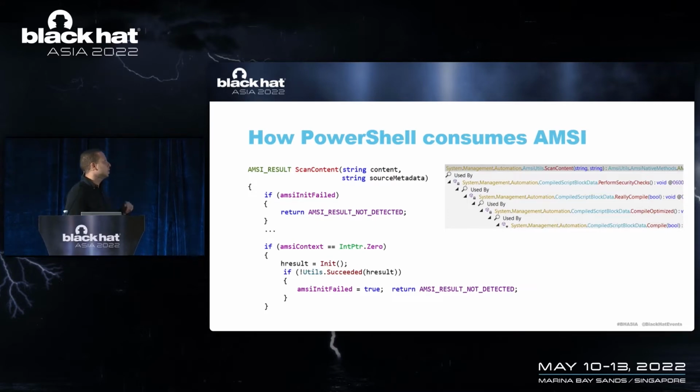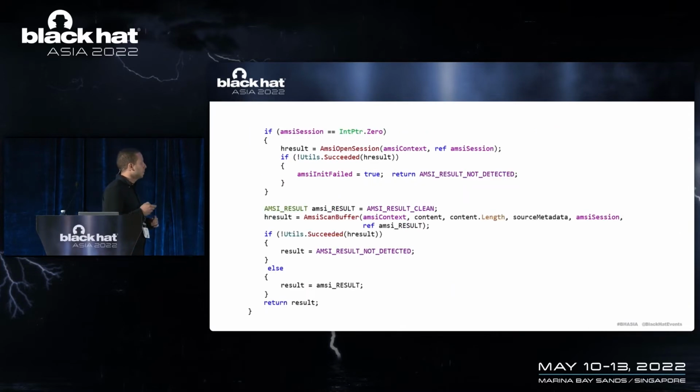Now we can take a look at the ScanContent function. We see that at the start, this function refers to a variable named amsiInitFailed. If this variable is true, we're going to return AMSI_RESULT_NOT_DETECTED without even going to scan the buffer. Afterwards, the function is going to refer to another variable named amsiContext. If it's null, it's going to try to initialize AMSI again. And if the initialization process fails, it's going to set amsiInitFailed again to true and return AMSI_RESULT_NOT_DETECTED. The amsiInitFailed variable really means that the AMSI initialization process has failed. So this is the purpose of this variable.